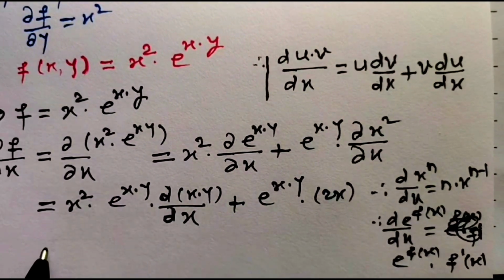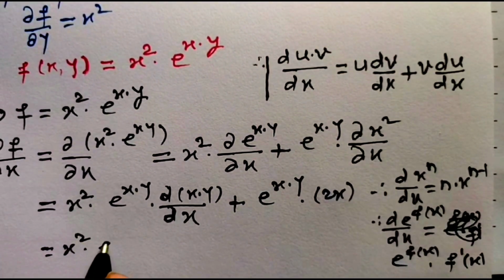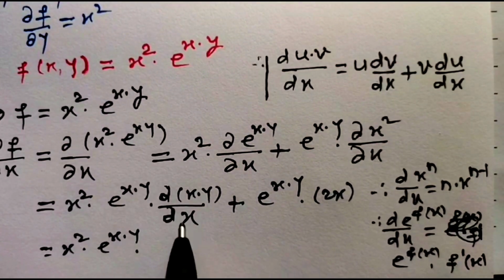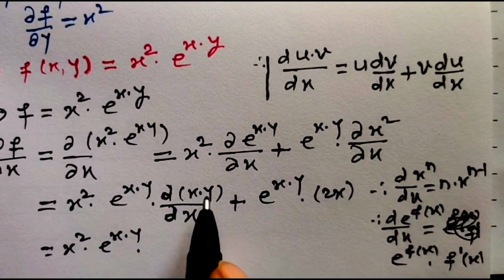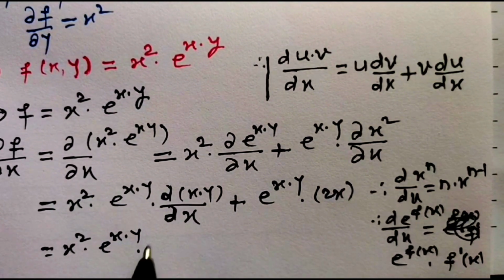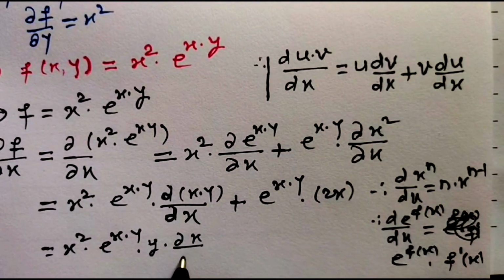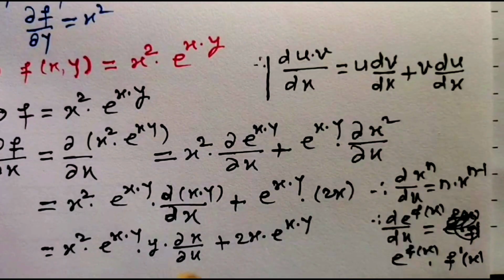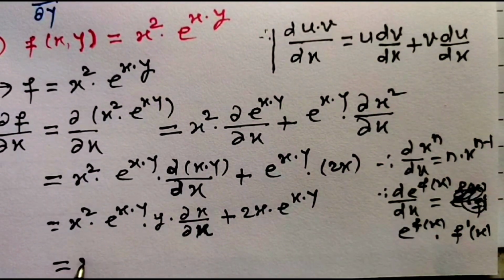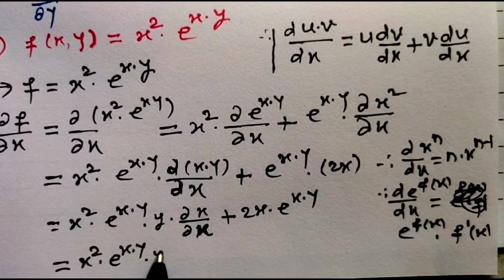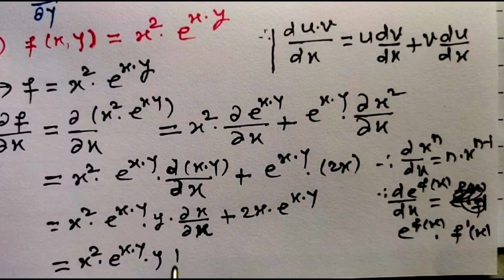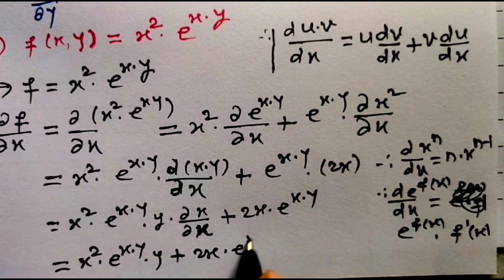So here the first term becomes x square into e to the power xy into the derivative of xy with respect to x. Y becomes a constant coefficient and the derivative you can write like this, y into the partial derivative of x with respect to x, plus this term you can keep as it is. Now the derivative of x with respect to x is 1. So this is equal to x square into e to the power xy, the derivative of x with respect to x is 1, plus 2x into e to the power xy.